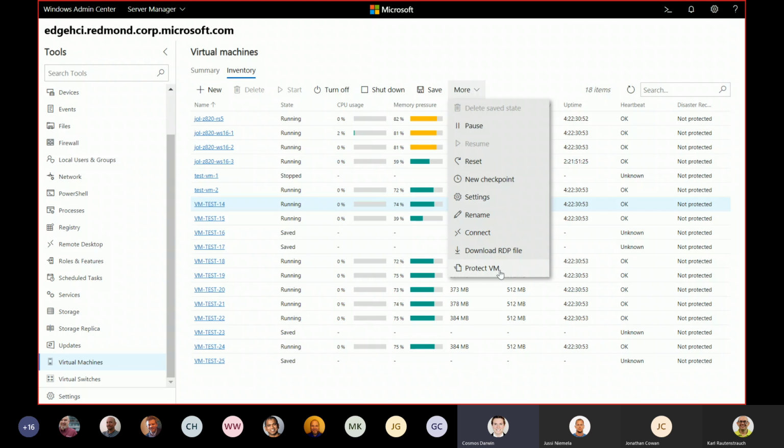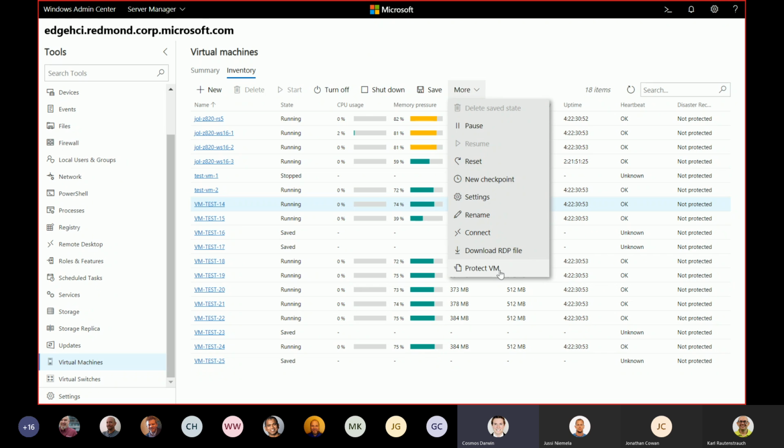So here's, for example, the list of virtual machines that you would see if you were looking at an Azure Stack HCI cluster. And you can see there's a bunch of actions, right? So across the top, you can create a new virtual machine. You can start or turn off a virtual machine. And we've got this button that's kind of highlighted in this image, which says protect virtual machine.